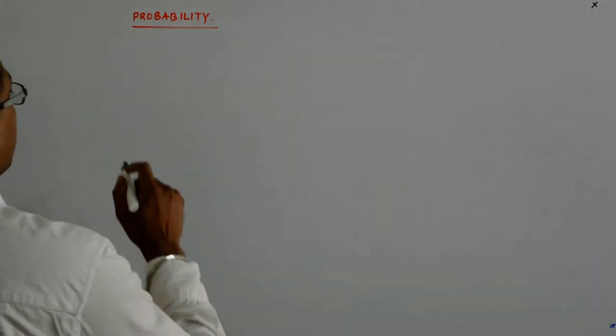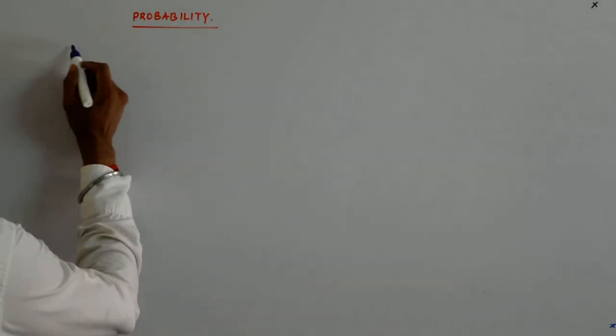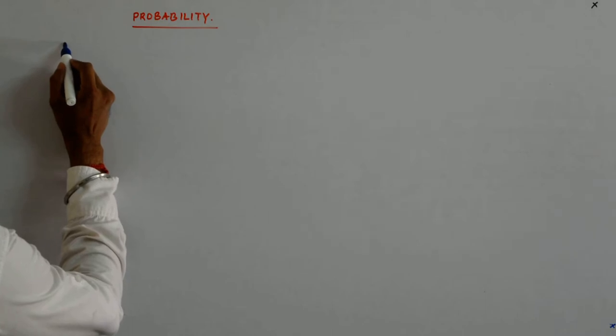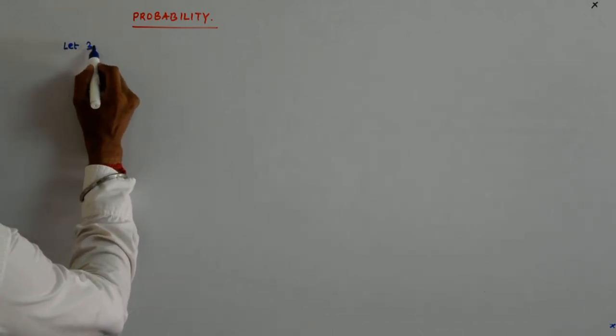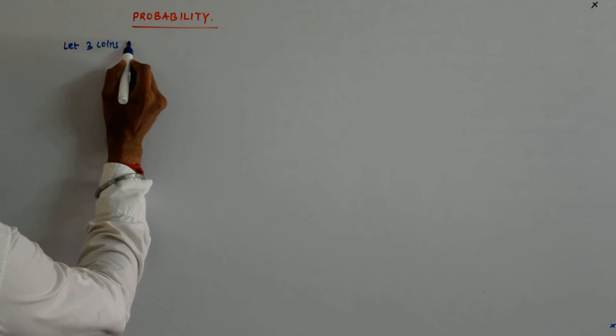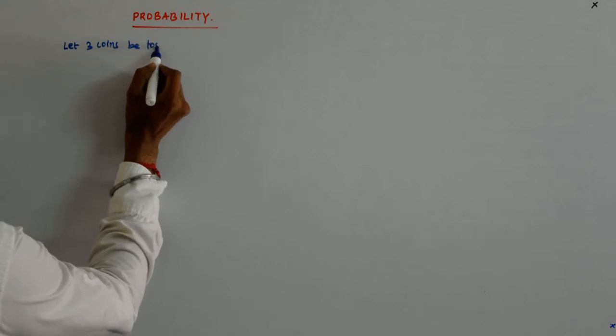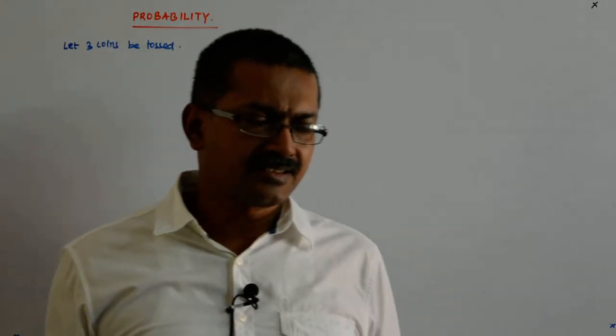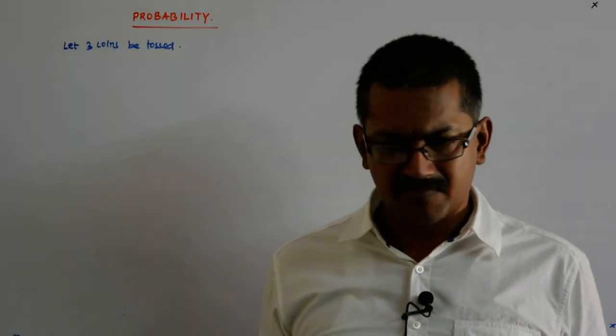Now I'd like to explain this with an example. So let three coins be tossed. Then can you write the sample space? Write it.